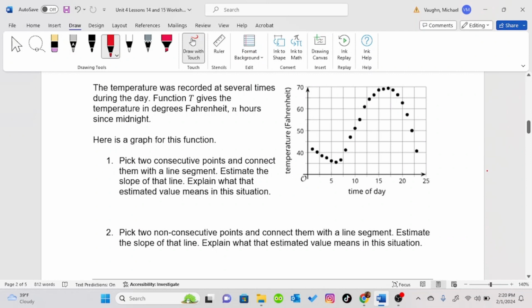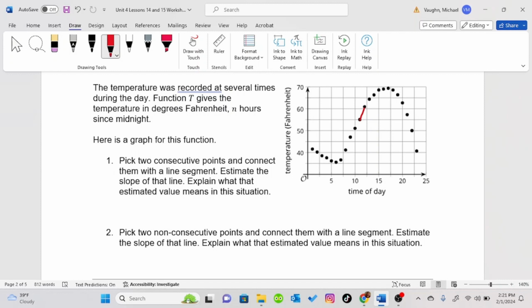The temperature was recorded at several times during the day. Function T gives the temperature in degrees Fahrenheit n hours since midnight. Here is a graph for this function. Number 1, pick 2 consecutive points and connect them with a line segment. So I will choose this point at x equals 11, and I will connect it with the point at x equals 12. Estimate the slope of that line.